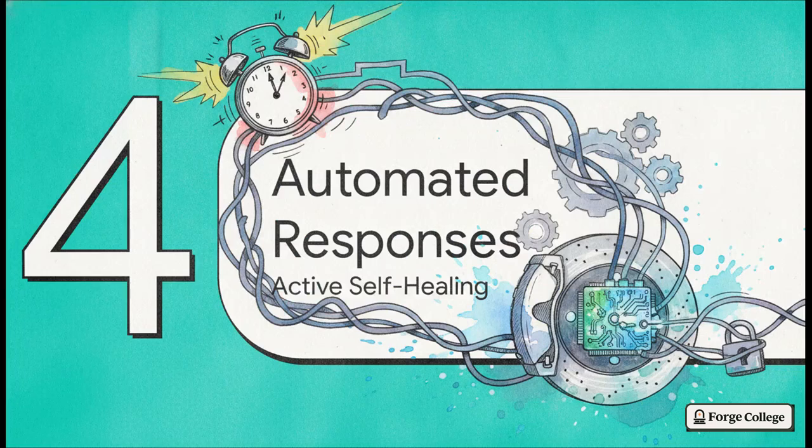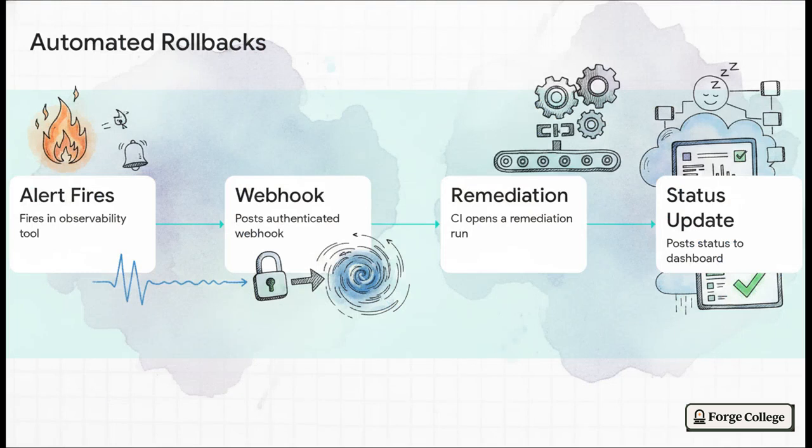Which brings us to Section 4, automated rollbacks and responses. This is where the engineering gets super fun, guys. We are building an active self-healing system. Check out this flow. Step 1. Your monitoring tool, like Prometheus or Grafana, detects a fire and an alert goes off. Step 2. Alert Manager securely fires off a digital distress signal, which we call an authenticated webhook. Step 3. Your CI pipeline catches that event and instantly opens a remediation run to fix the issue. Finally, Step 4, it posts a status update right back to your dashboard.